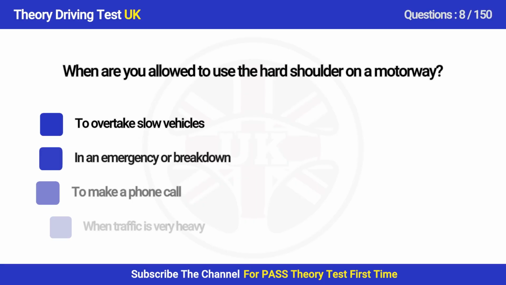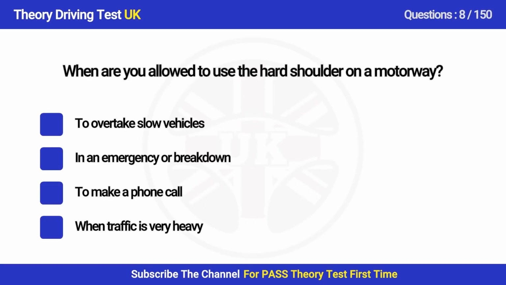Question 8. When are you allowed to use the hard shoulder on a motorway? A. To overtake slow vehicles. B. In an emergency or breakdown. C. To make a phone call. D. When traffic is very heavy.